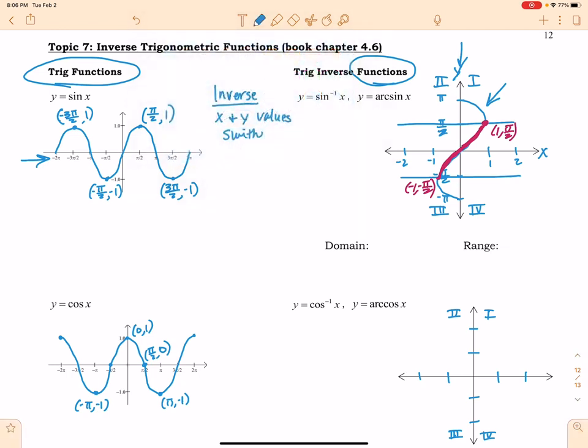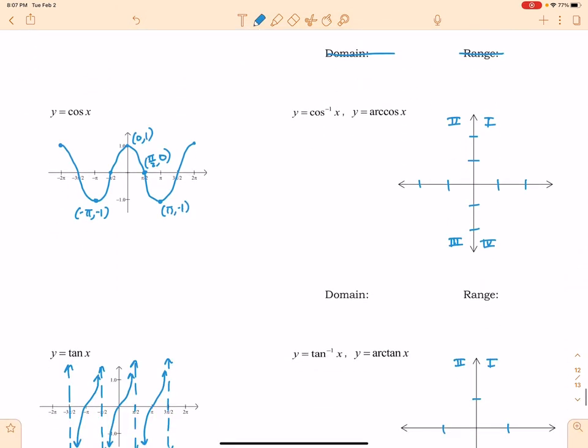Okay, so we're not going to worry about domain and range for now. All right, so let's look at the cosine function. The cosine function also is a function because it passes the vertical line test, but the inverse, of course, is not going to. So I'm going to, again, let this be pi over 2 and pi, negative pi over 2, negative pi. This will be 1 and negative 1.